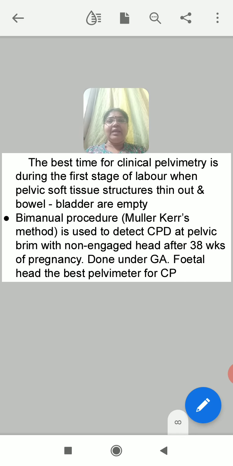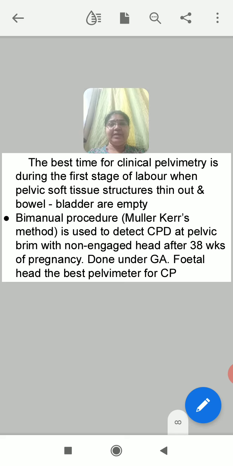Continuing the same, the best time for clinical pelvimetry is during the first stage of labor, when the pelvic soft tissue structures are thinned out and bowel and bladder are empty. So during this period, if it is done, you can elicit the best diagnosis, or you can examine in the best possible way.